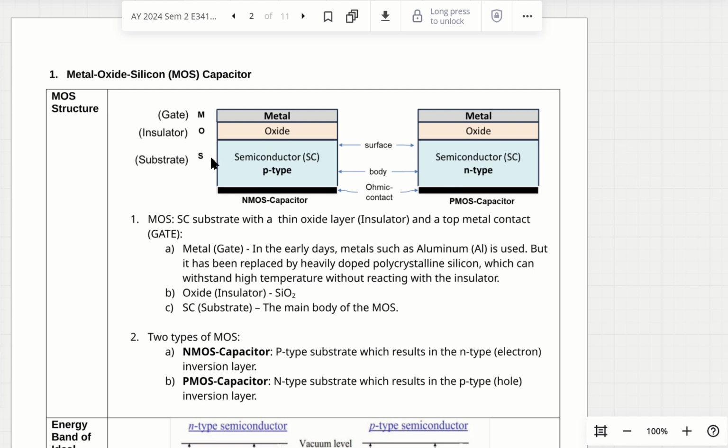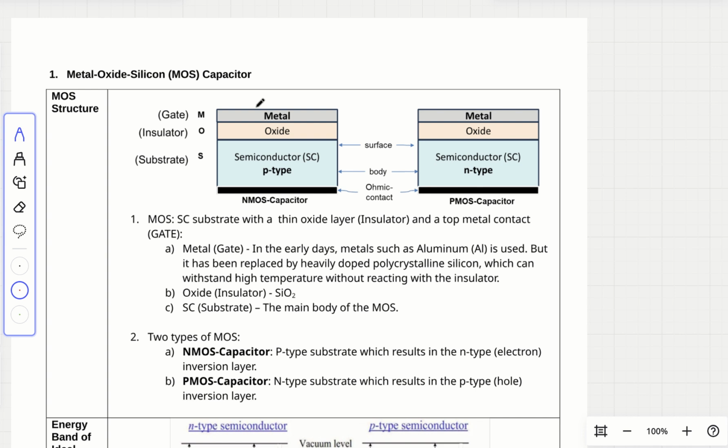In this lesson, we will learn about the structure of a MOS capacitor. A MOS capacitor is made of three layers: metal, oxide, and semiconductor, and that's how it gets the name. Okay, metal for the M, O, and S. The metal layer acts as a gate.